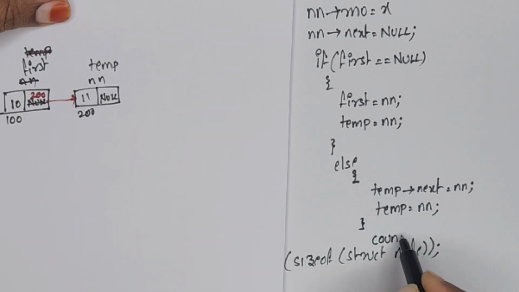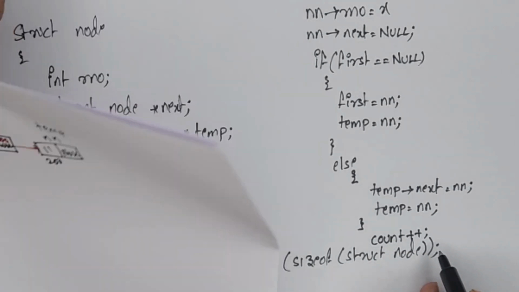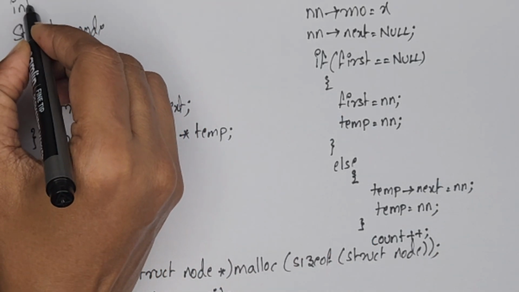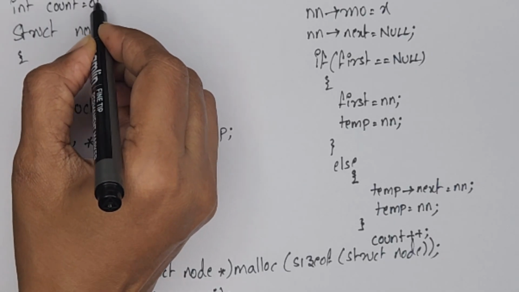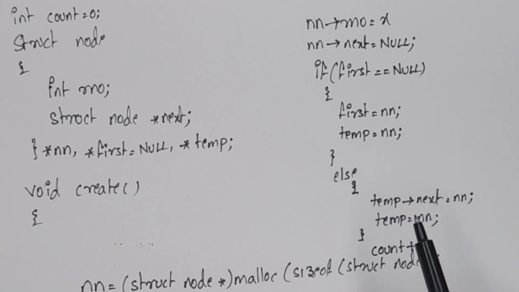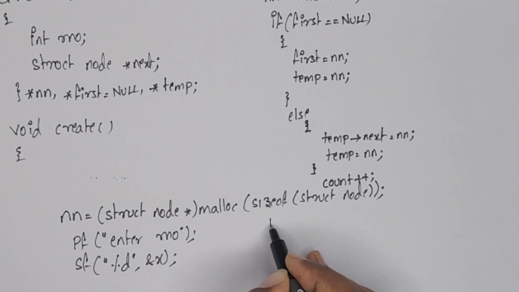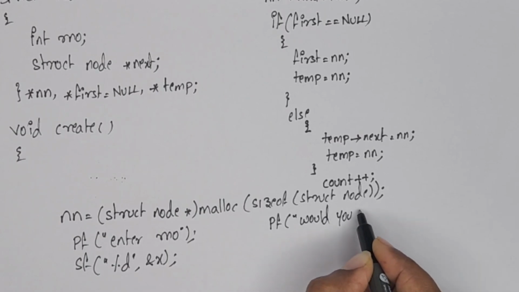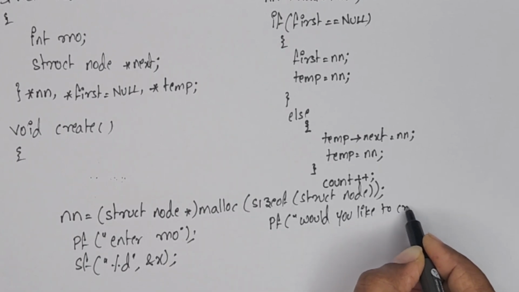I'm just incrementing the count value by 1, just to count the number of nodes in your linked list. Initially count value is 0. After creating each and every node, you have to increment count value by 1. So either the if part or else part will execute, and it increments count value by 1. After creating one node, if you want to create another node, you have to go back. That is the reason for asking one question, that is printf, would you like to create another node?